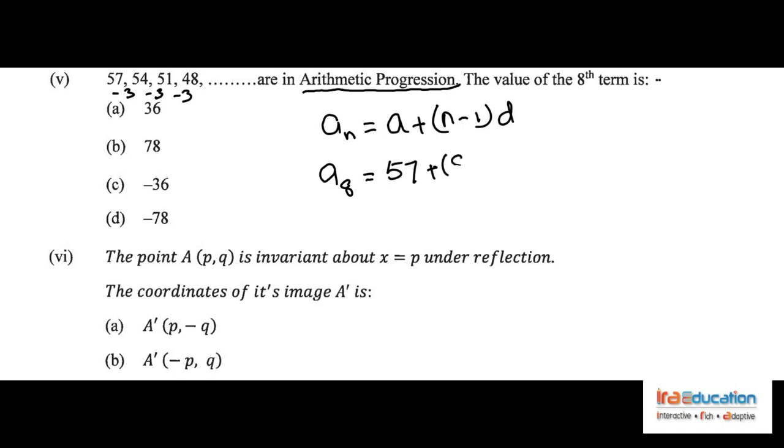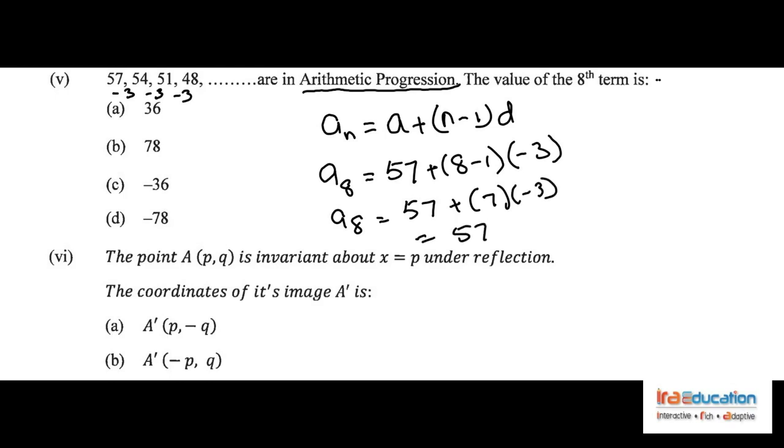What term are we looking at? We are looking at 8. 8 minus 1 times what is d? d is minus 3. Now let us simplify. a8 is equal to 57 plus 7 times negative 3, which is equal to 57 minus 21. So 57 minus 21 is nothing but 36. It is option 1. Option A is correct, which is 36.